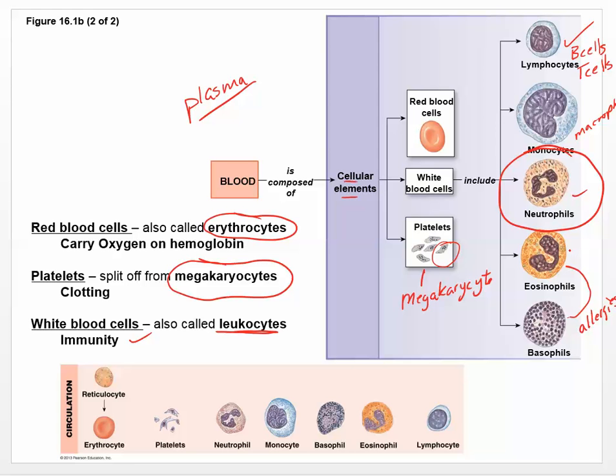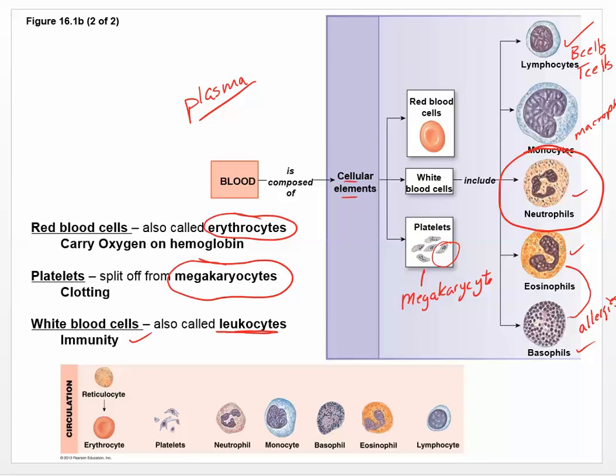But eosinophils are special because they also release a compound that will kill things like parasites, parasitic worms, things like that. So if you're ever infected with some kind of a parasite like a worm, then eosinophils are activated and they're able to kill those. And like I said, basophils, we primarily think about those in terms of allergies.